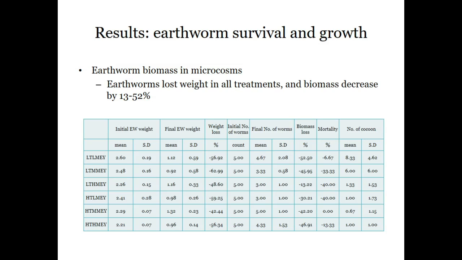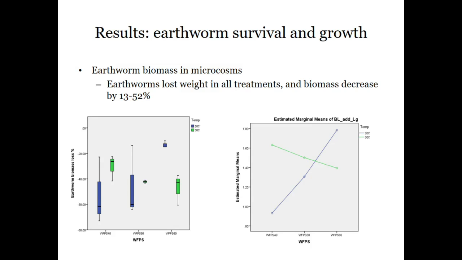So here comes my result. To understand earthworm survival and growth rate, I hand-sorted all the earthworms from the soil chambers after the study. Earthworms lost weight in all treatments, and the biomass decreased by 15 to 52%. However, you can see most of the treatments reproduced in the soil chamber, and they also produced quite a lot of cocoons. I conducted a 2-way ANOVA, but there was no significant effect of temperature or moisture treatment on earthworm biomass loss.